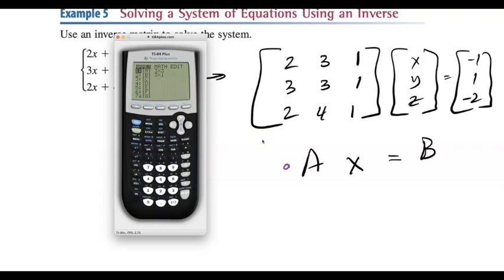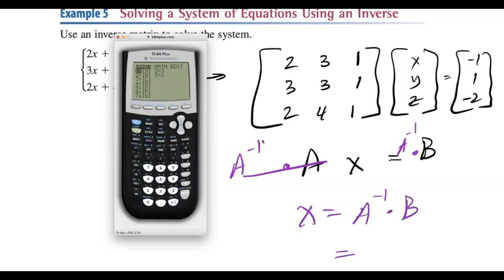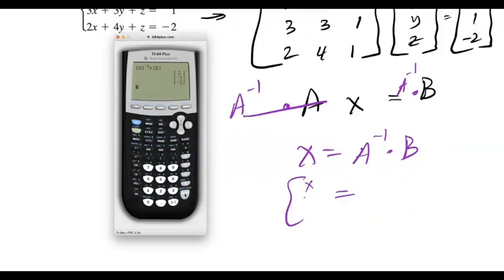All you have to do is solve it like we normally would. Multiply this by A inverse. These will cancel. X equals A inverse times B. And that would give us our solution. Let's do it here. We'll do A. I'm going to do its inverse. Then we're going to multiply it by matrix B. And we get our matrix X, Y, Z is equal to 2, negative 1, negative 2. And that'll be our answer.